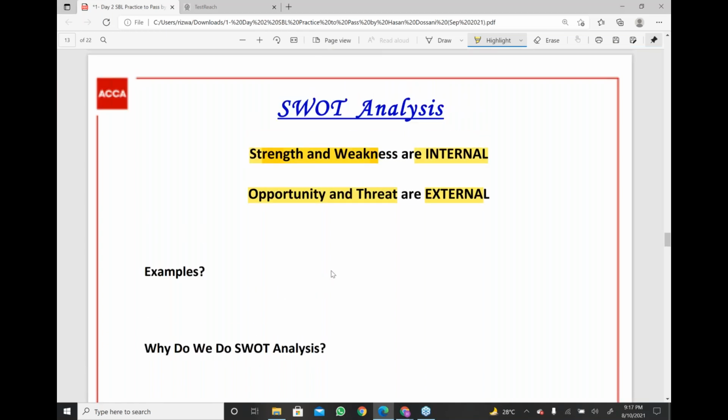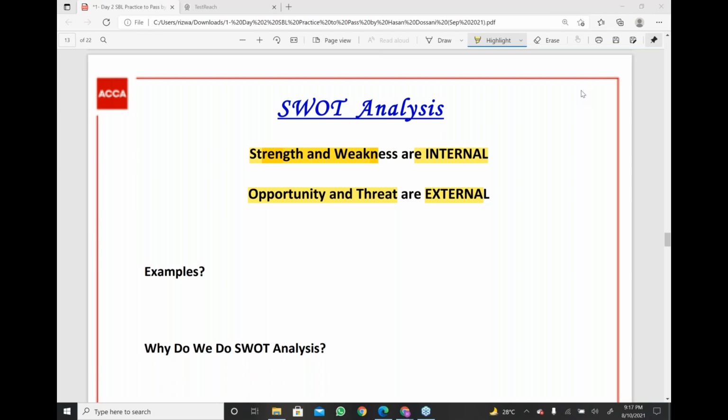I am just going to talk about some examples to see whether your concepts are okay. Highly motivated staff. What do you think? Highly motivated staff. Very nice. It's a strength. Excellent, because it's an internal thing. Strength. Just write S. Okay. All right.